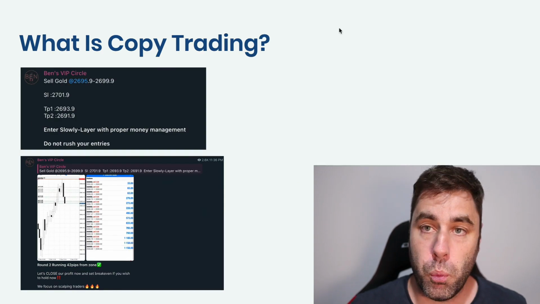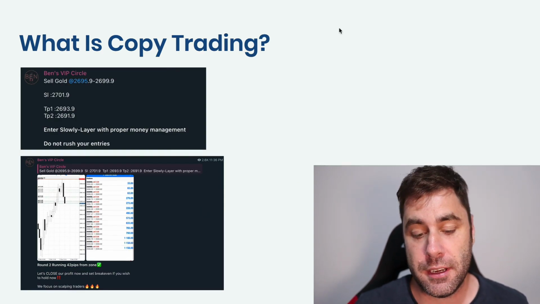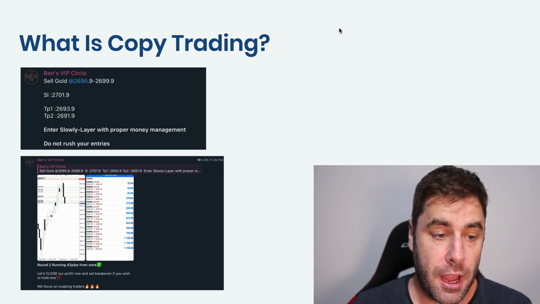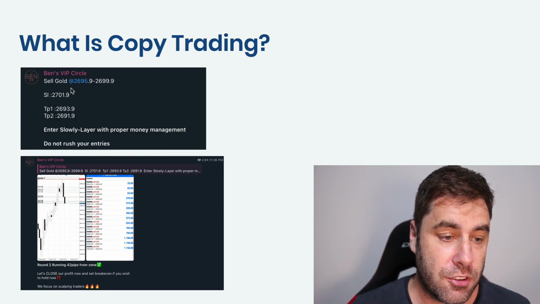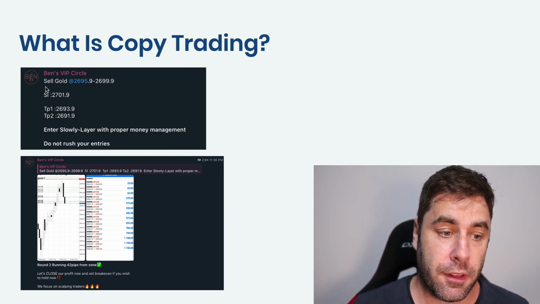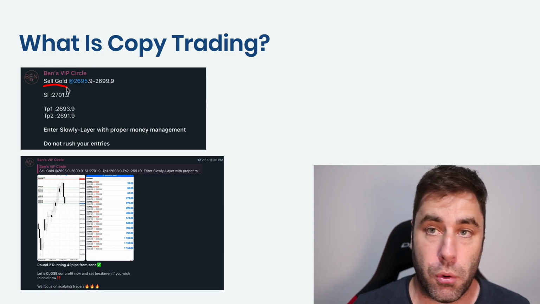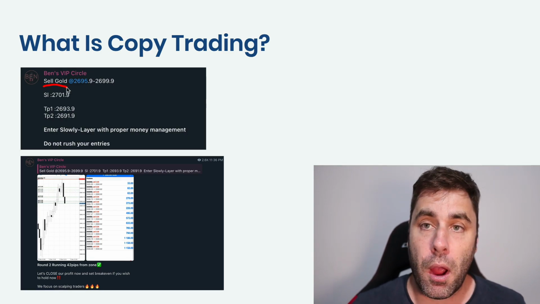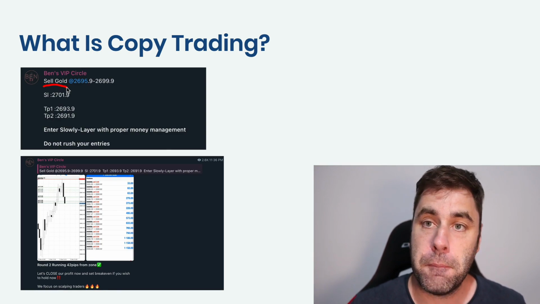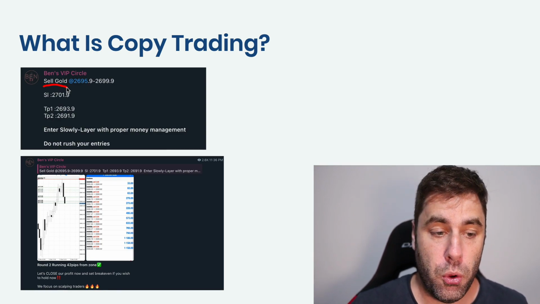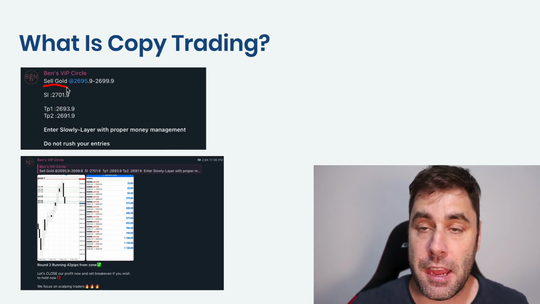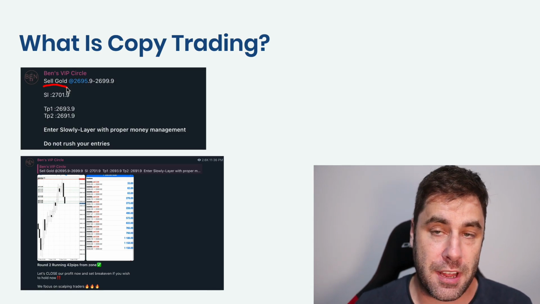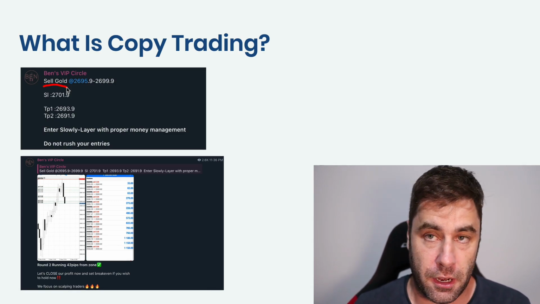So first of all, what is copy trading? Copy trading is when you're in Telegram groups and you're copying other people's signals on something like the gold price, silver price, Bitcoin, or something like that. Now, why would you want to do this? First of all, most of these people who are doing these signals are experts in their field. So they're experts at analyzing gold, pricing, analyzing all that sort of stuff.